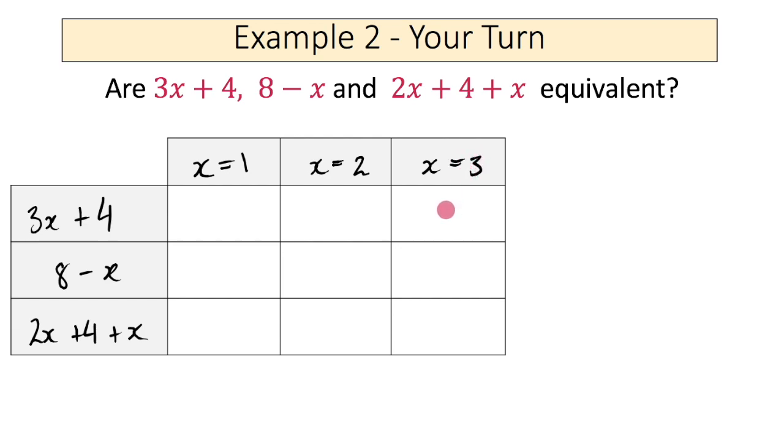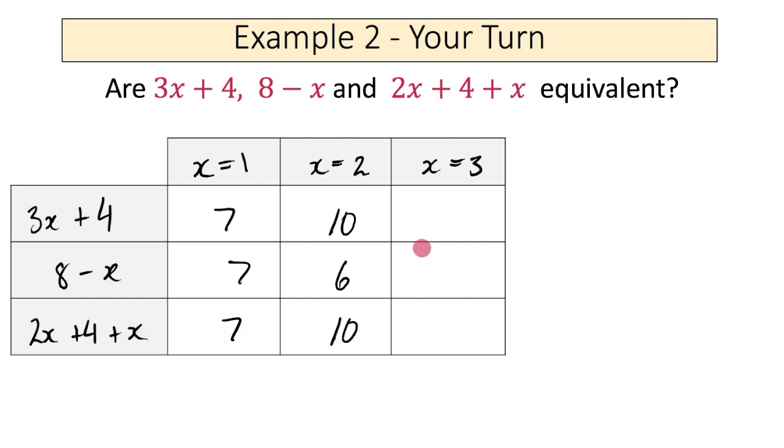Now it's just a matter of substituting in your values and seeing which ones are going to be equal to each other. So let's begin with x equals 1. So I'm going to get 3 times 1 plus 4, so it's going to be 7. This one's going to be 7, and this one's going to be 2 plus 4 is 6, plus 1 is 7. So this is looking pretty good. Now next is 2. 3 times 2 is 6, plus 4 is 10. Here I'm going to get 8 minus 2, which is 6. So that's not too good. And then over here I'm going to get 2 times 2 is 4, plus 4 is 8, plus 2 is 10.